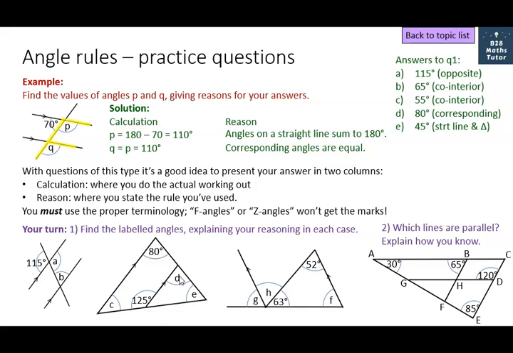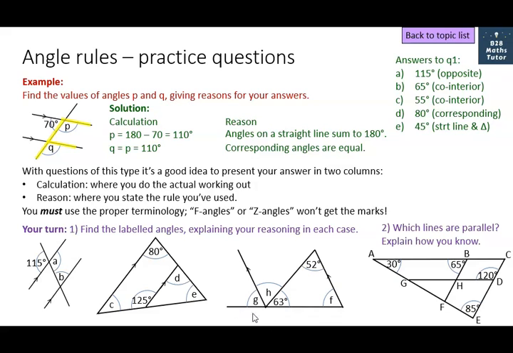We've already worked out that this one is 80 degrees. And in a triangle, the angles sum to 180 degrees. So we've got 55 plus 80 plus something must give us 180. Well, 55 plus 80 is 135. So you need another 45 degrees to get up to 180.